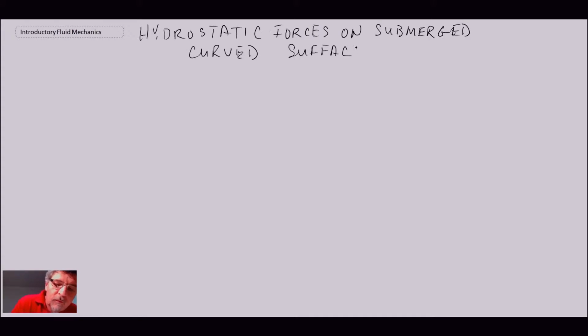We're now going to take a look at hydrostatic forces on submerged curved surfaces. So we've already looked at this on planar surfaces, and for that we came up with a series of equations. And the way that we did that is we went through an integration procedure. And so we could do that integration again. However, it'd be a little complex. This is what would be involved.